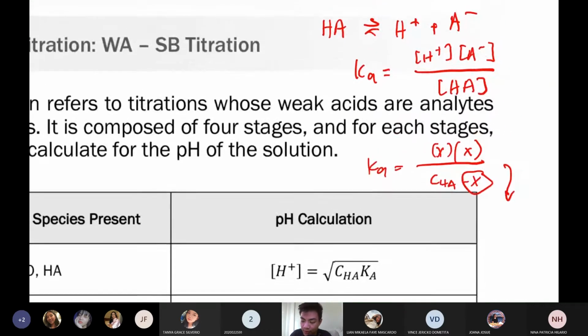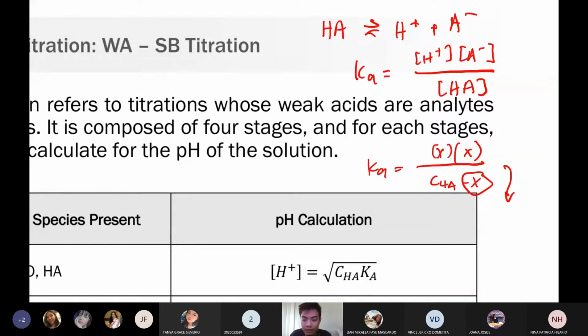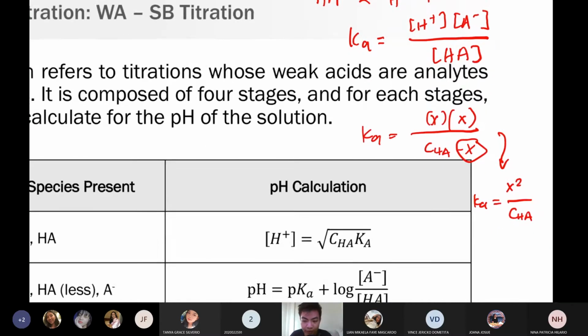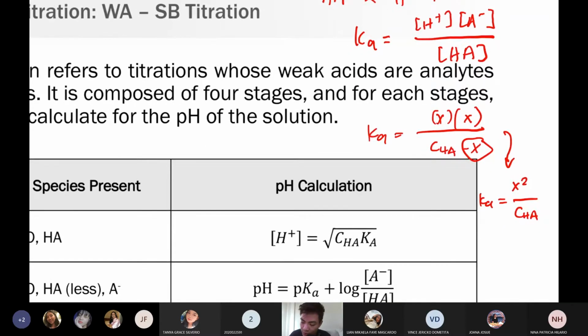Zoom in tayo dito. Yan. So, the minus x in the denominator, it can be reduced to CHA na lang, no? Kasi sabi natin small x, di ba, last time? Okay. So, the equation can be reduced to Ka over CHA. Yan. And then, since we are looking for x, all you have to do is to get the square root of the product of Ka and CHA. Okay. So, yan yung gagamitin natin.